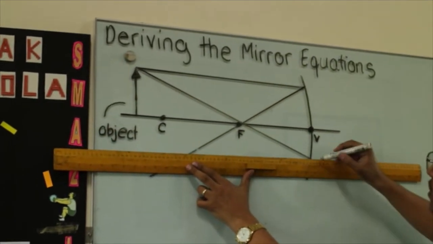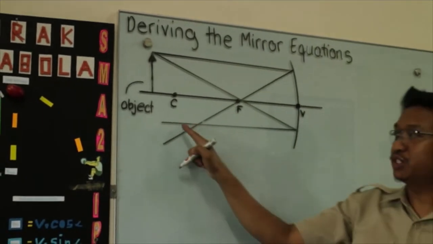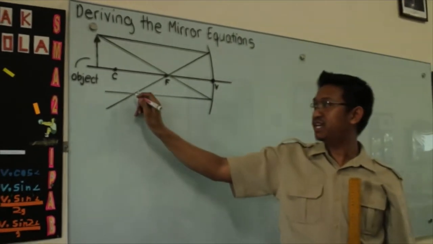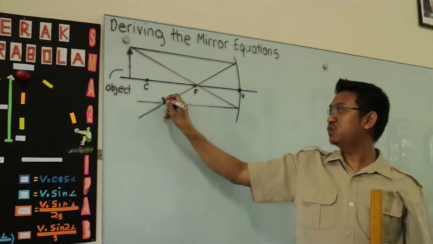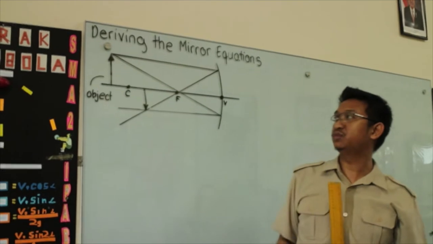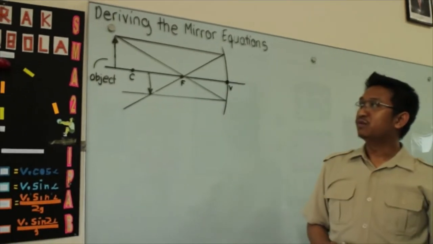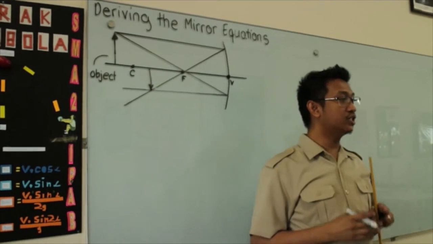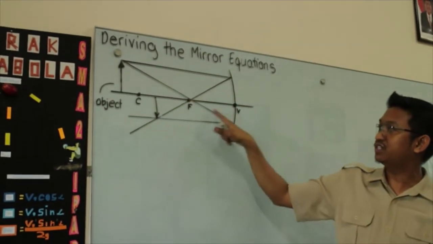Parallel to the principal axis. And wherever the intersection of the two reflected rays is, that will be the head of the image, and the body will be touching the principal axis. So this is now our ray diagram. Now, in order to find congruent triangles here, because if you will notice, there are triangles formed in this diagram.